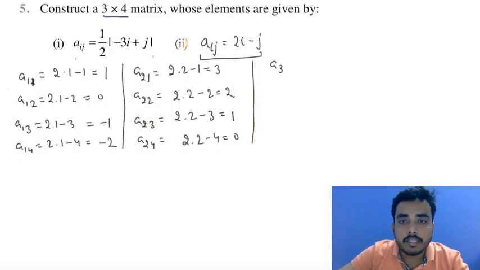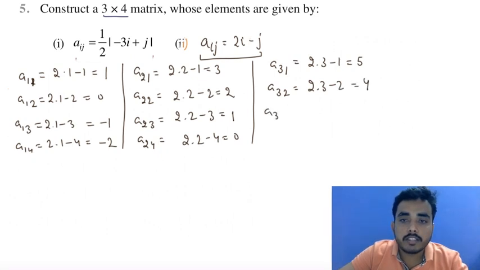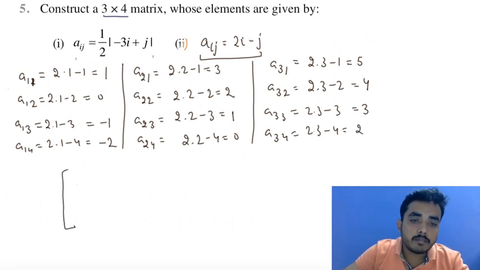Now A31, 2 into 3 minus 1. मैं क्या कर रहा हूँ, बस I और J की वैल्यू पुट कर रहा हूँ अकॉर्डिंग टू दिस Aij. So this is 5. A32 will be कितना हो जाएगा भाई? This is 2 into 3 minus 2. This is 4. A33 will be 2 into 3 minus 3. Again it is 3. A34 will be 2 into 3 minus 4. This is 2. Now अब हम मैट्रिक्स बना लेते हैं.